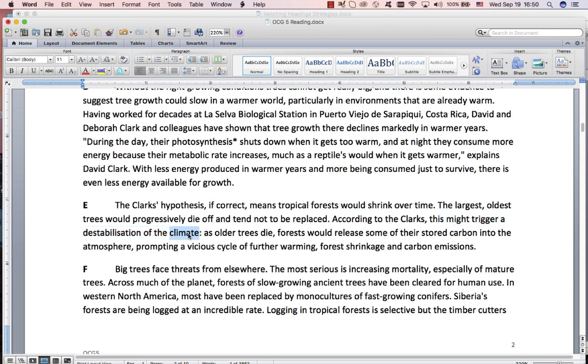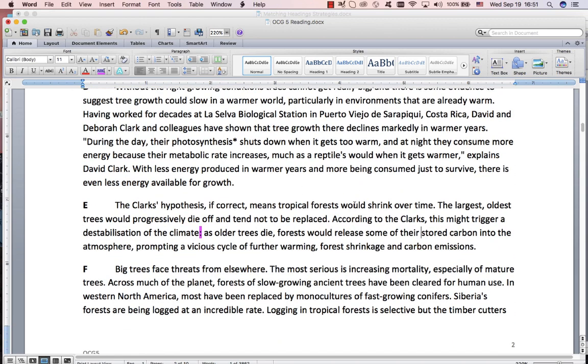That's interesting. Remember, environment, climate. As older trees die, forests release their carbon into the atmosphere: a vicious cycle of warming, forest shrinkage, carbon emissions. Always, when you see carbon emissions, they're talking about the environment, because it's such a big topic in the world with global warming and carbon emissions and the greenhouse effect and all of that. Please notice that little colon. I'm going to make it bright pink. There's usually important information before and after the colon. So here it's really about climate change, carbon emissions.